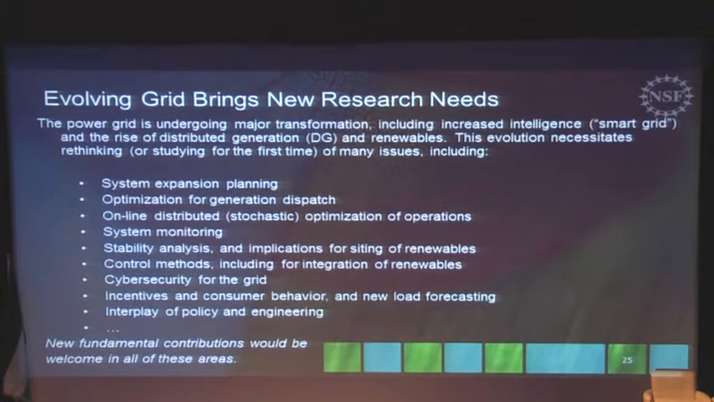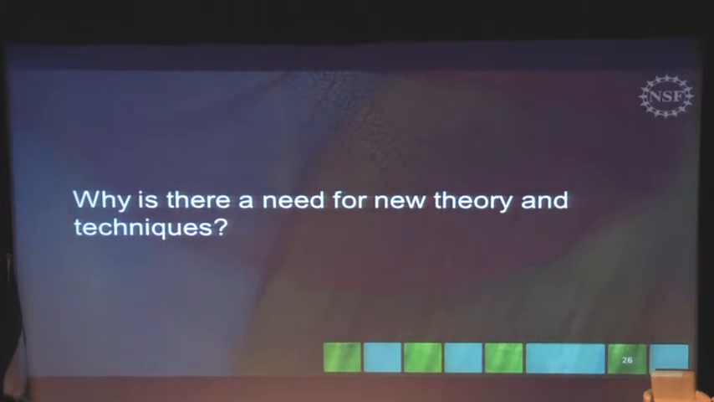This brings the social sciences into play. How do I incentivize consumers to give and take with the utility and accept what the utility is asking for in order to have a more reliable grid for everybody, and the interplay of policy and engineering. So we need new fundamental contributions in all of these areas.